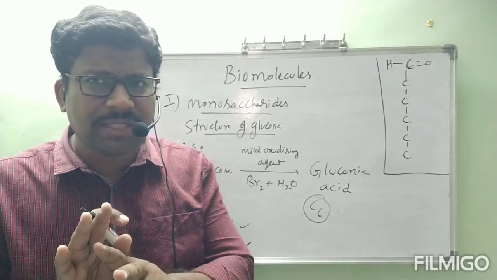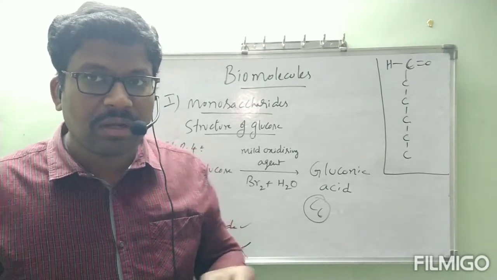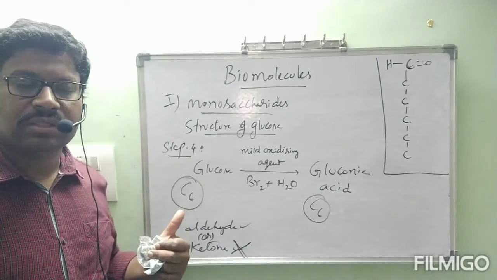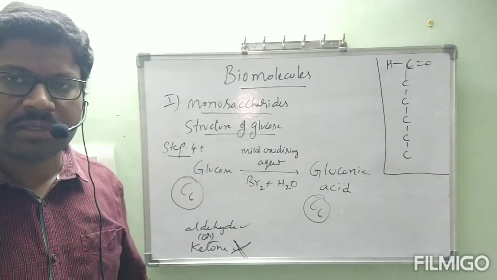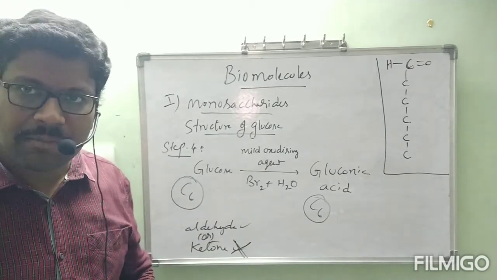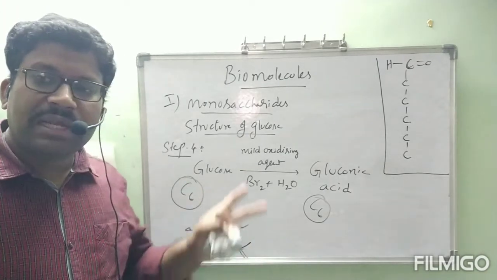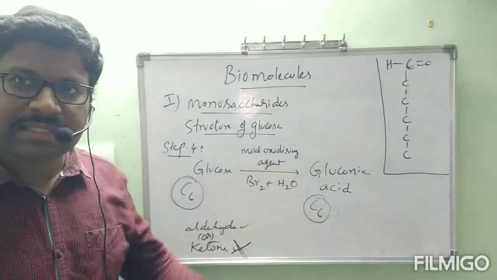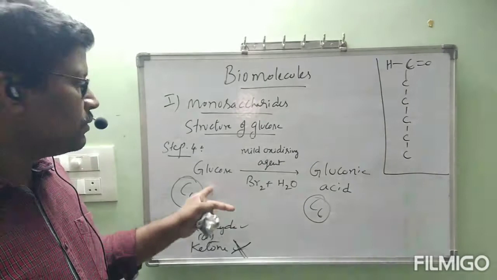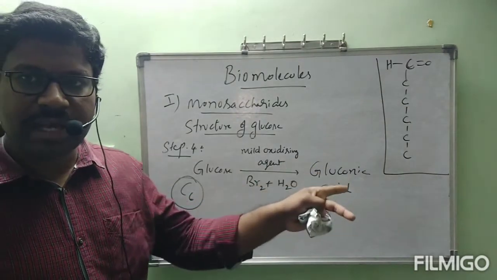But that C double bond O is aldehyde or ketone, we don't know. Now, by using this step 4, we concluded: step 1 is molecular formula, step 2 straight chain carbons, step 3 presence of C double bond O. Step 4, we confirm that C double bond O as aldehyde. How? Glucose undergoes oxidation to form gluconic acid.